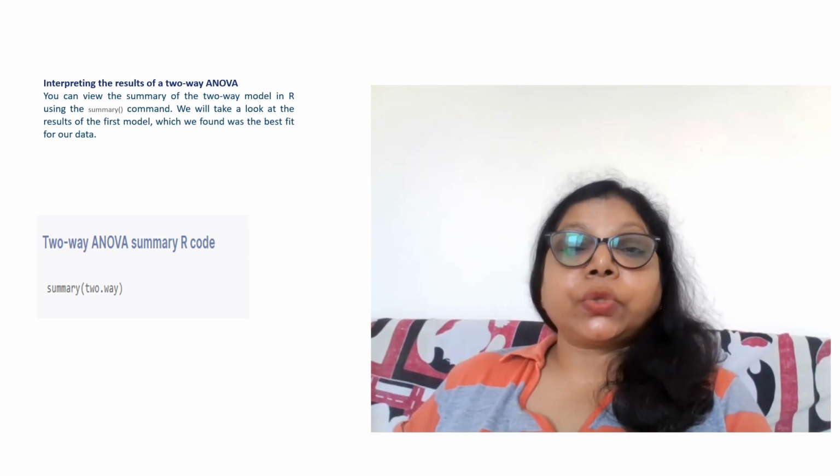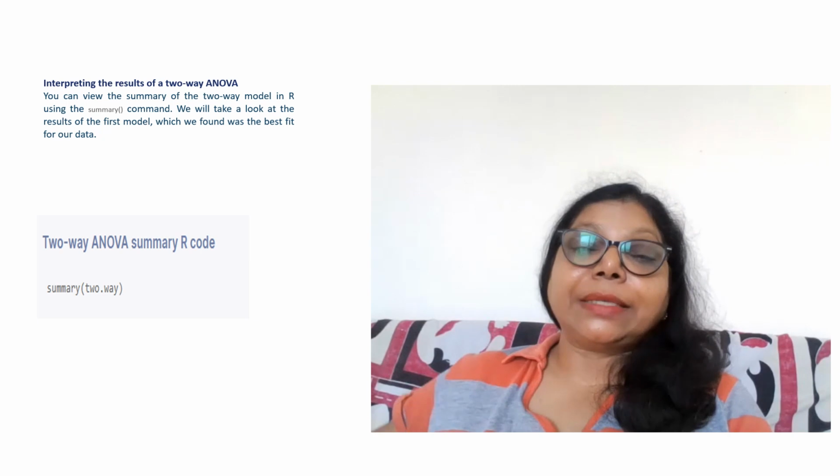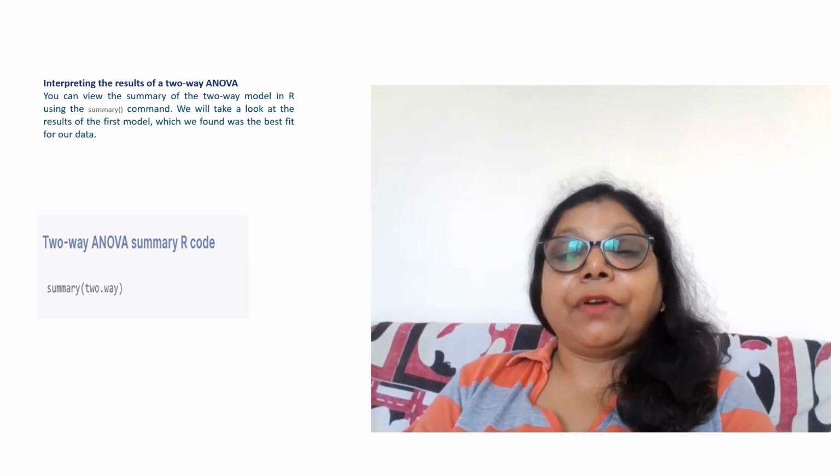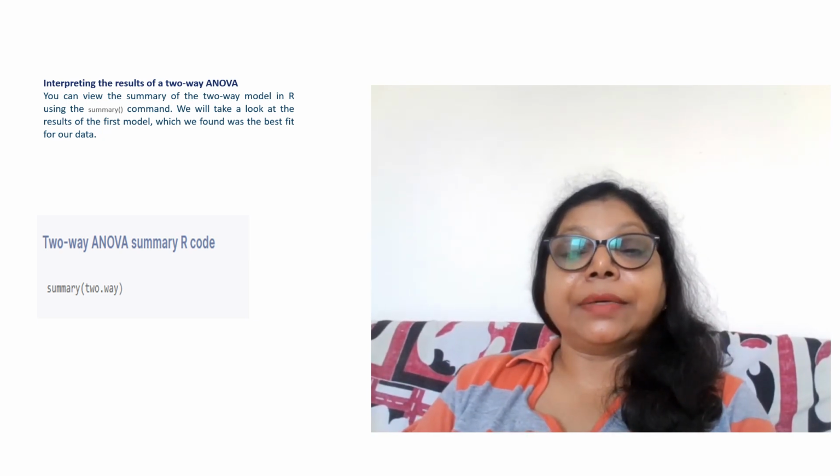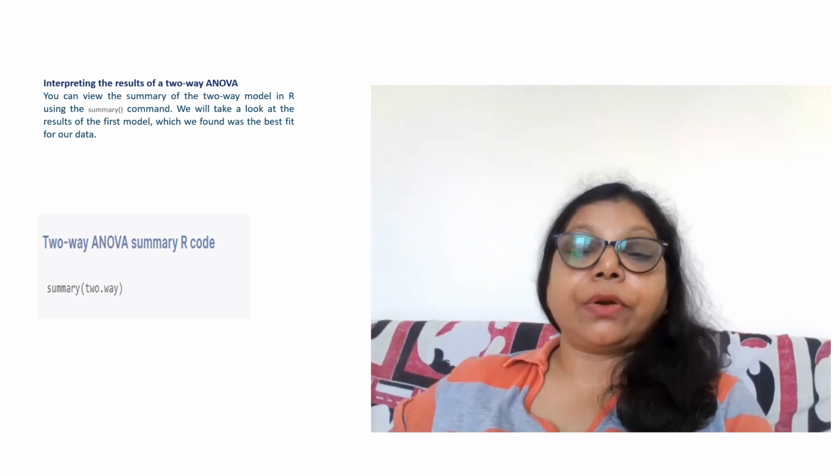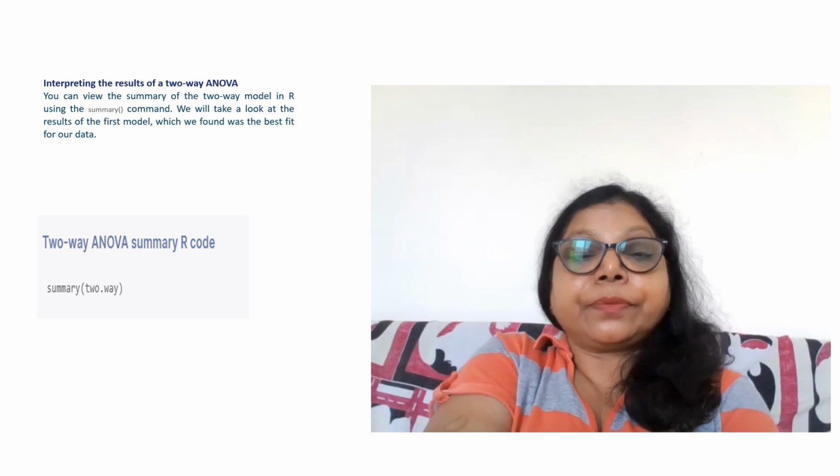Then we have sum of squares. It is the sum of the squares between the group means created by the levels of the independent variable and the overall mean. Then we have mean square, which shows the mean sum of the squares. That is the sum of the squares divided by the degrees of freedom. Then we have the F value, which is the test statistic from the F test, and this is the mean square of the variable divided by the mean square of the residuals.